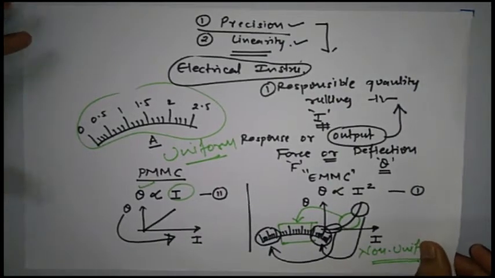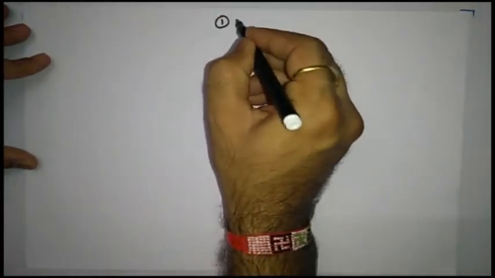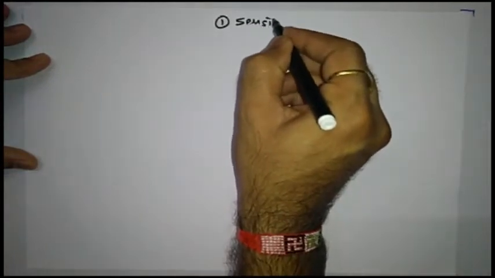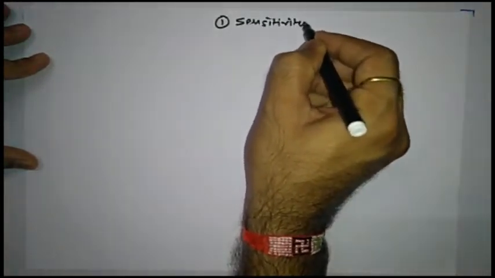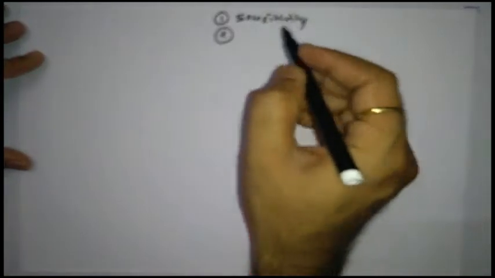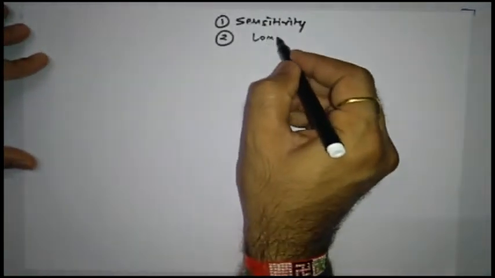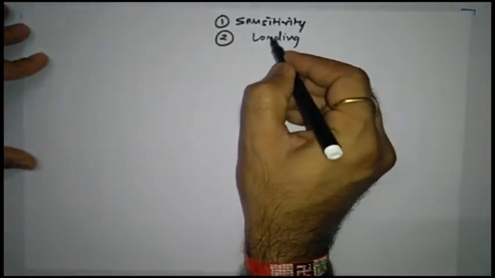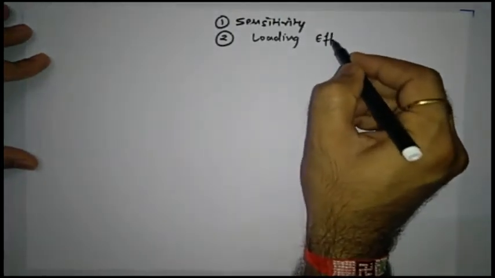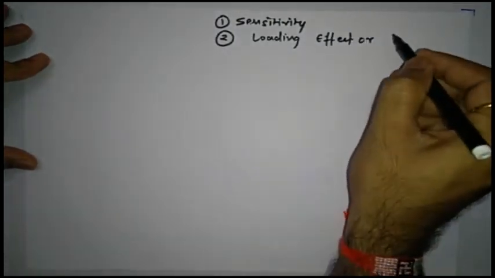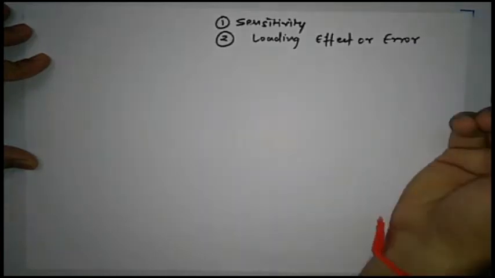So in this lecture we are going to discuss some more operating parameters related to the static characteristics of a given instrument, and the first topic which we are going to cover in this lecture is sensitivity, and second topic is loading effect or you can say loading error.